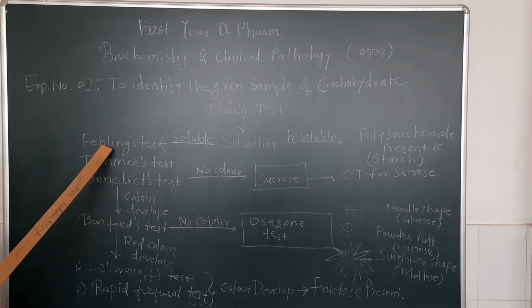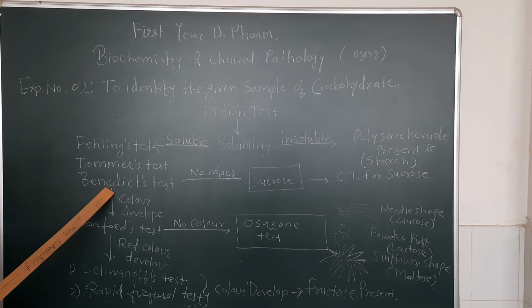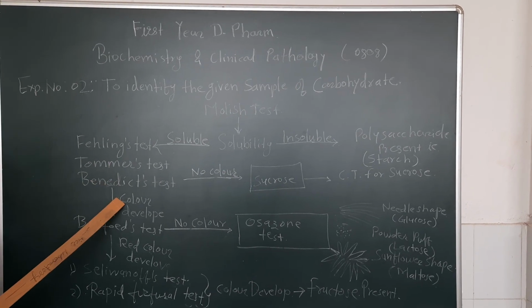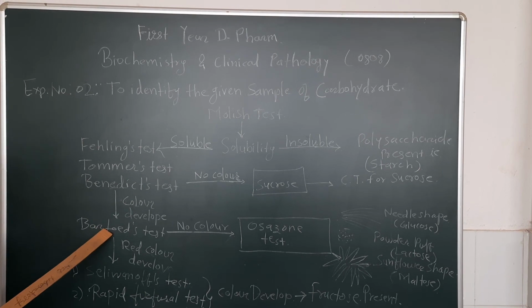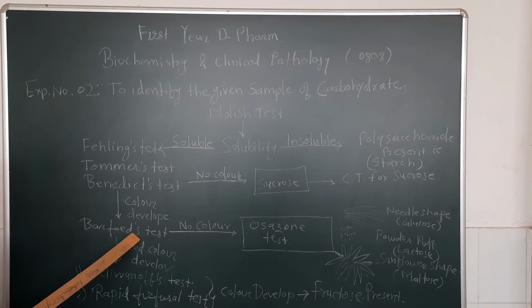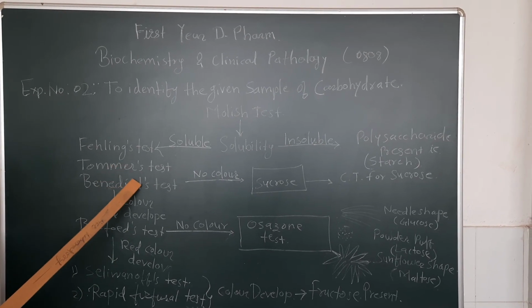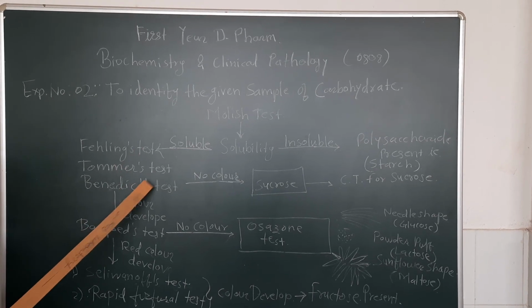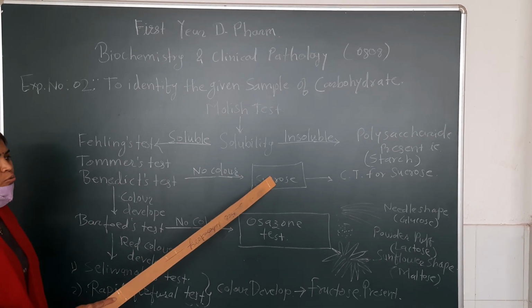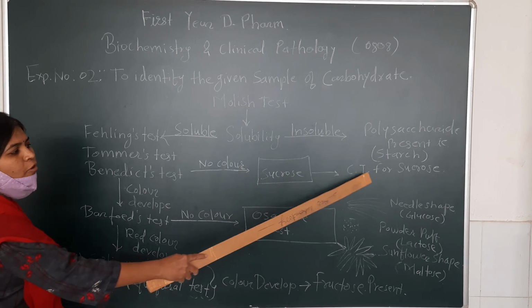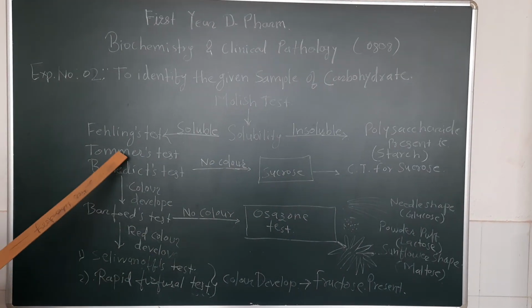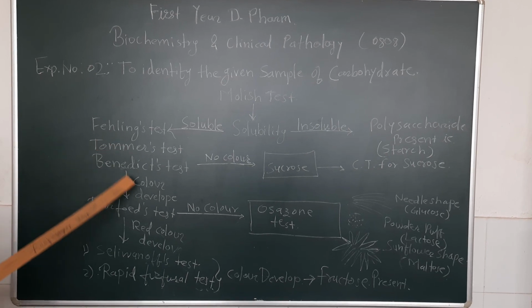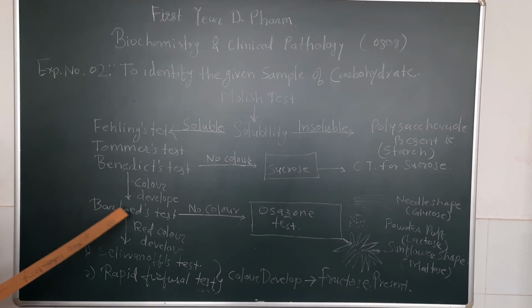If Fehling's, Tollens and Benedict tests give color, that is, color develops in these three tests, then we have to perform the Barfoed test. And if no color is developed in these three tests, that means your sample is sucrose. Then we have to perform the confirmatory test for sucrose. And when color develops in these three tests, then we go for the Barfoed test.